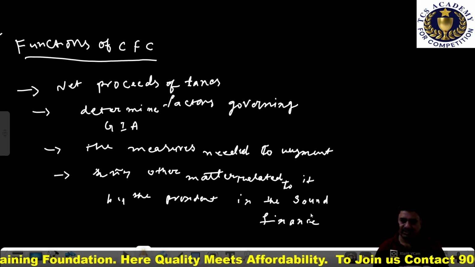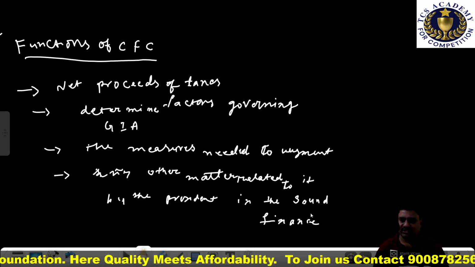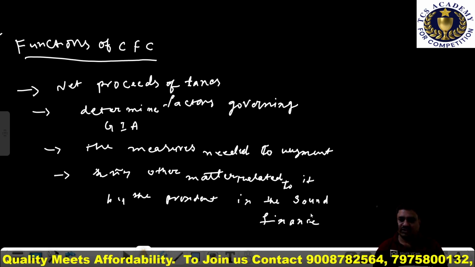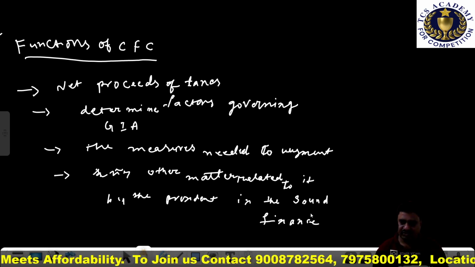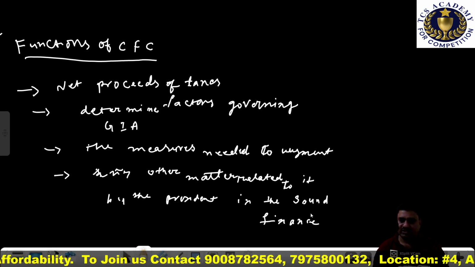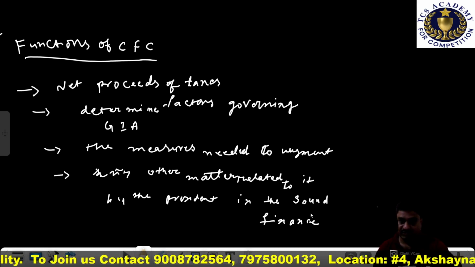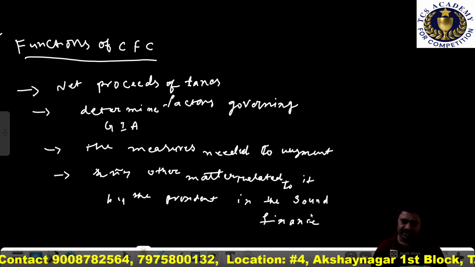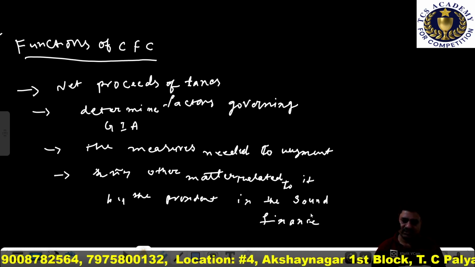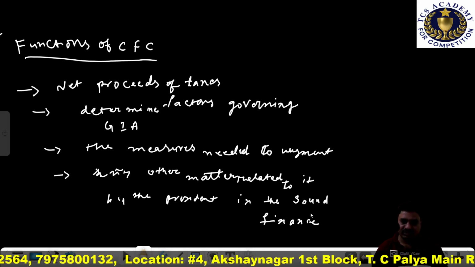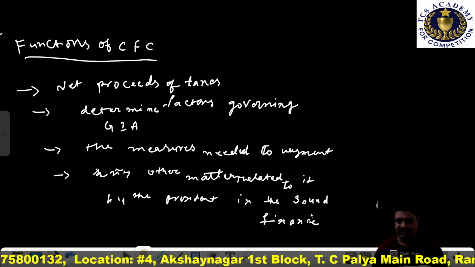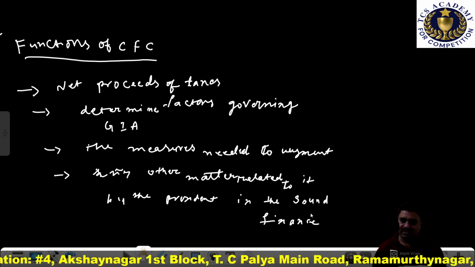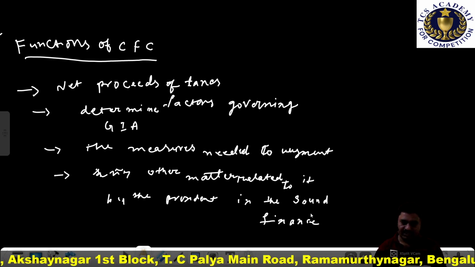The first important function of the Finance Commission of India is to distribute the net proceeds of taxes between the center and the states. That is a very important, basic function of the Central Finance Commission. Second, to determine the factors governing the grants in aid to the states and the magnitude of the grants that is decided and recommended by the Central Finance Commission, right?